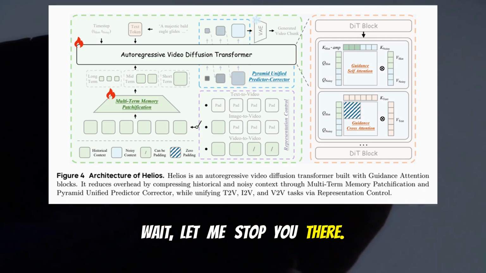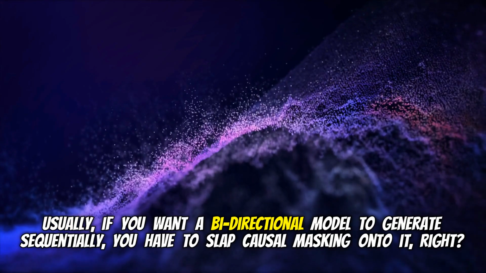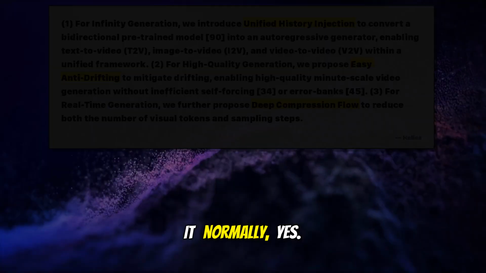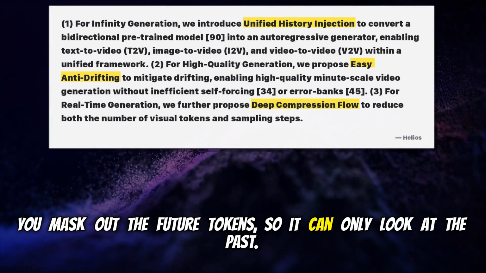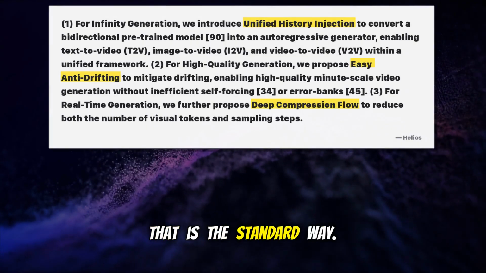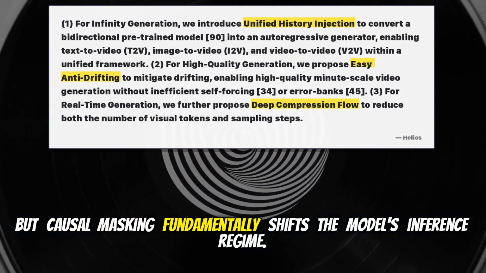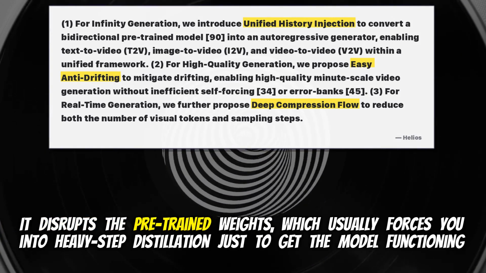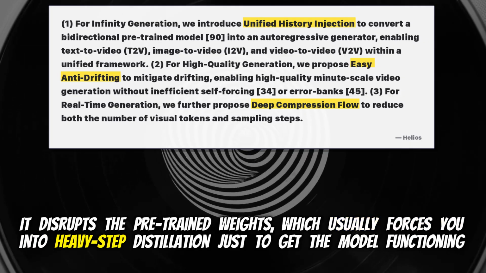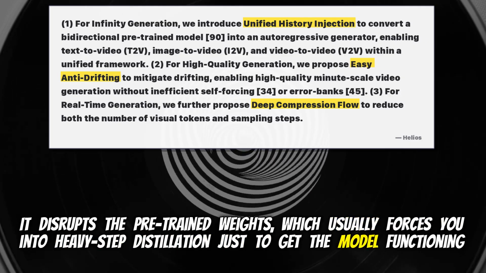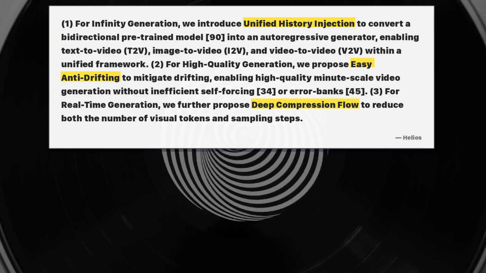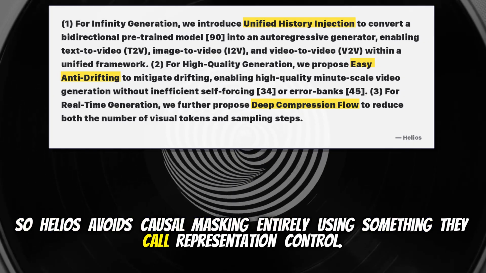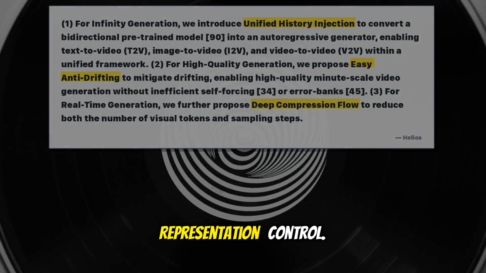Wait, let me stop you there. Usually, if you want a bidirectional model to generate sequentially, you have to slap causal masking onto it, right? Yeah, normally, yes. You mask out the future tokens so it can only look at the past. That is the standard way. But causal masking fundamentally shifts the model's inference regime. It disrupts the pre-trained weights, which usually forces you into heavy step distillation just to get the model functioning properly again. Oh, I see. So Helios avoids causal masking entirely using something they call representation control. Representation control.